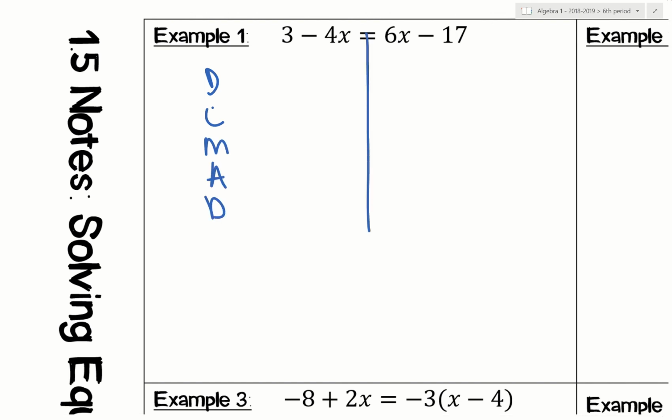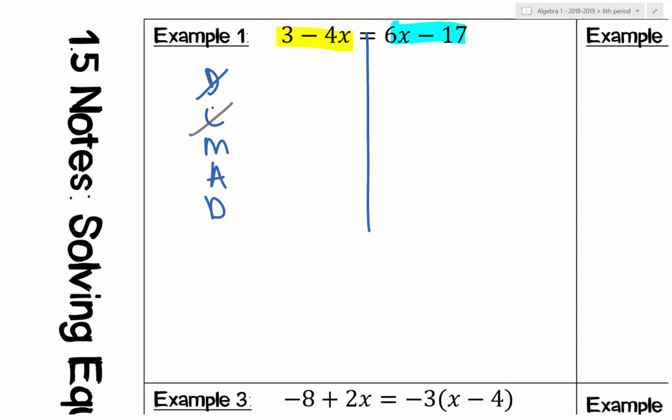We drew that line. Okay, so here's what we're going to do. We're going to ask ourselves, anything to distribute? What about on the left side of my equation? Do I have anything up here to combine? What about on the right side? Nope. So then I'm going to look to combine like terms.